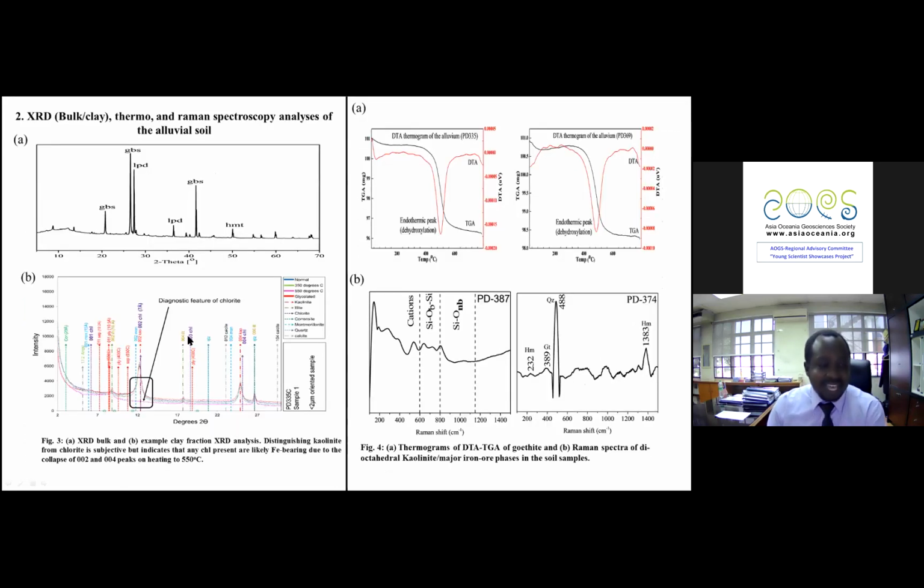Figure 3A is XRD bulk analysis. As you can see, the result shows range of oxides associated with clay mineral suites. The high concentration of gibbsite in this sample is an indication of the lateritic weathering profile, the existence of lateritic weathering profile within the basin as a result of iron leaching.